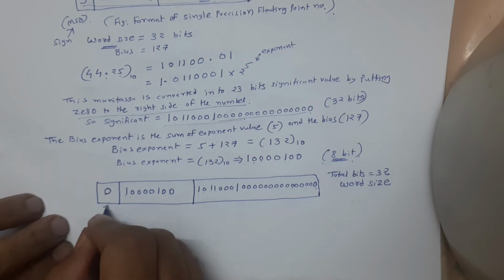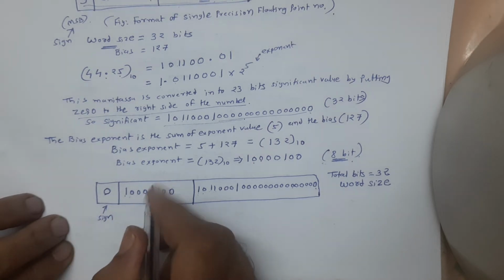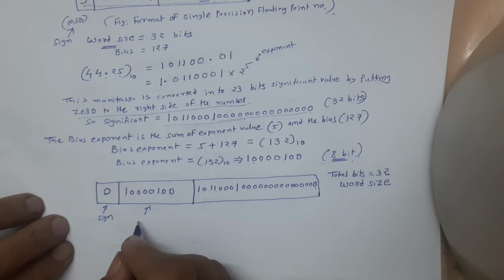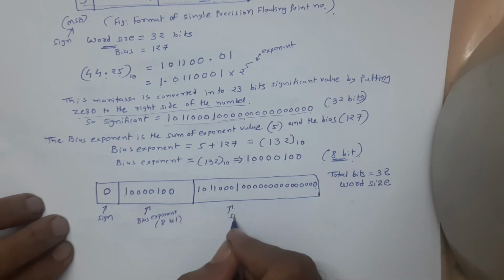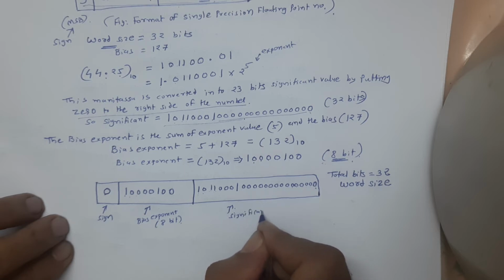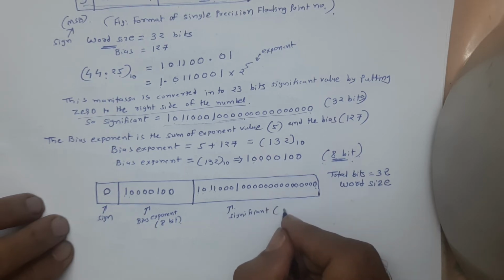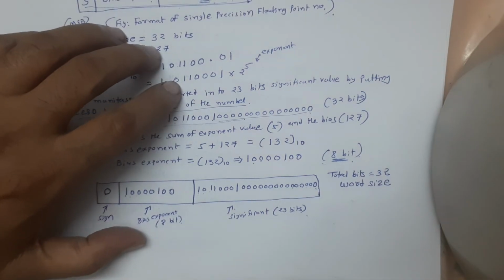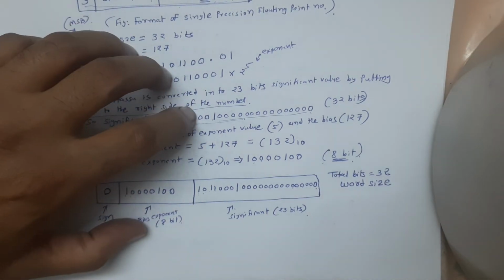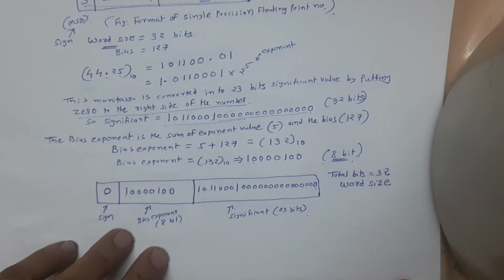This is your sign, this is your bias exponent, 8 bit, and this is your significand, a total of 23 bits. Very simple. The same thing we are discussing for double precision.